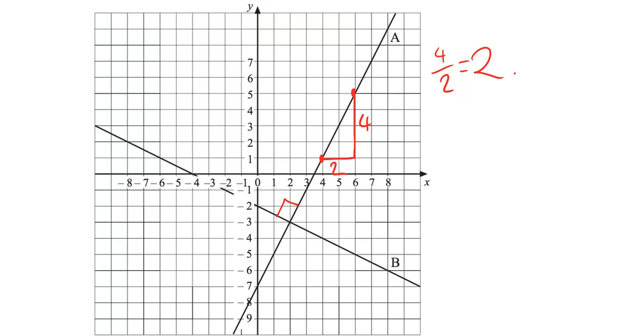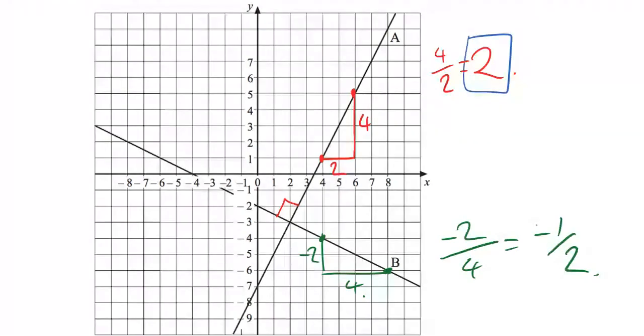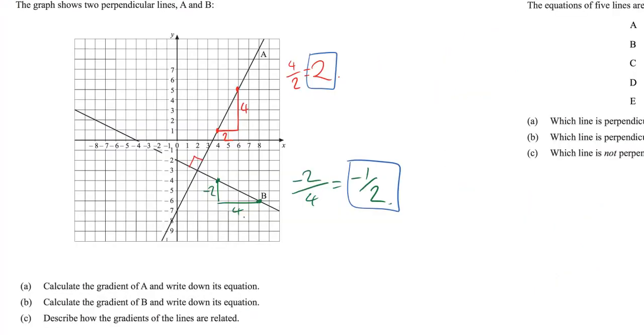Now let's take line B, this one. If I take any 2 points again, I'm going down 2 this time, going across 4. So my gradient here of line B is going to be minus 2 over 4, which is minus a half. Okay, so what's the link then between the 2 and the minus a half? Is there something there that can help us to see that these two lines must be perpendicular? Now, it isn't really obvious from just one example. We need to see a few more, but they are related because one is the negative reciprocal of the other.